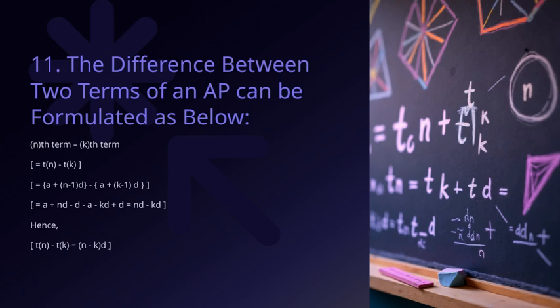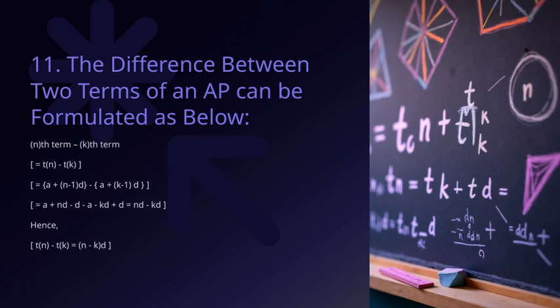k equals n minus k times d. This essentially tells us that the difference between the nth term and the kth term depends on the number of steps between them, multiplied by the common difference, d. When we break down the steps, we see that t n minus t k simplifies to n minus k times d, which makes sense because both terms are built from the initial term a plus multiples of d.